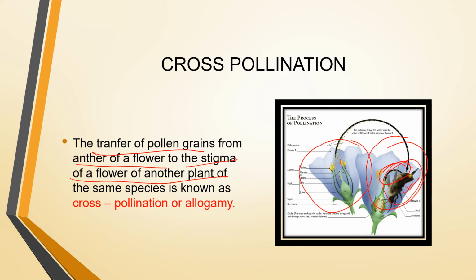Now like this only the pollination is happening, and this is called cross-pollination. So transfer of pollen grains from the anther of one flower to the stigma of another flower of different plant of the same species, obviously. So this is the importance of cross-pollination, and this will only happen in presence of several pollinating agents that we will be learning in the next class. Now we will move on to the agents of cross-pollination.